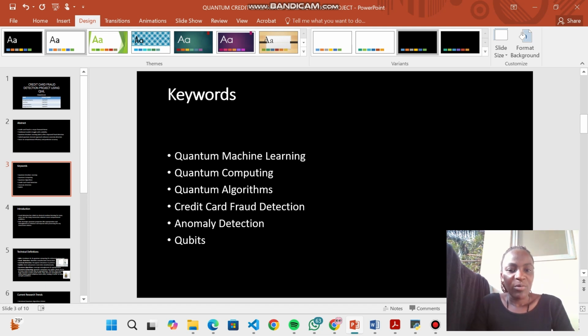Then we have quantum machine learning, which, as I said before, combines machine learning and quantum computing, which basically means that it uses qubits to process data instead of ones and zeros, as I've said earlier on. Then we have credit card fraud detection, which is self-explained. Credit card fraud detection detects fraud using credit cards.